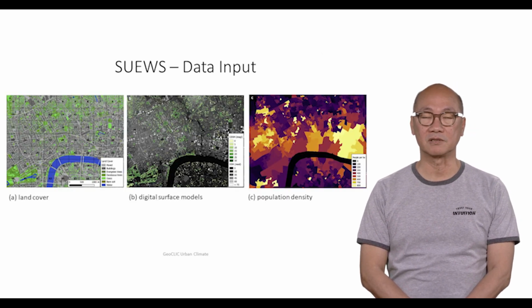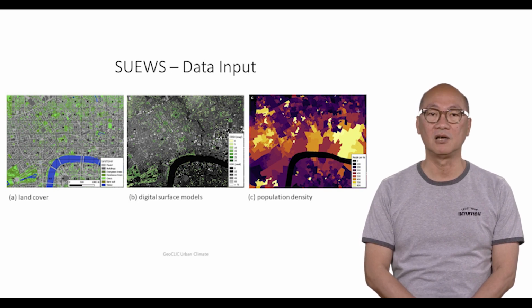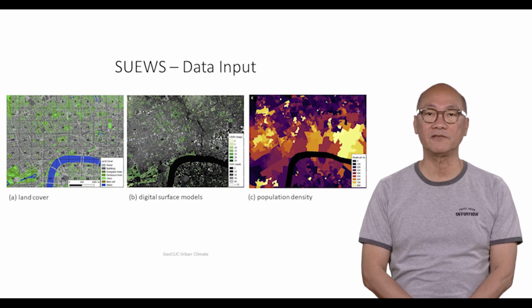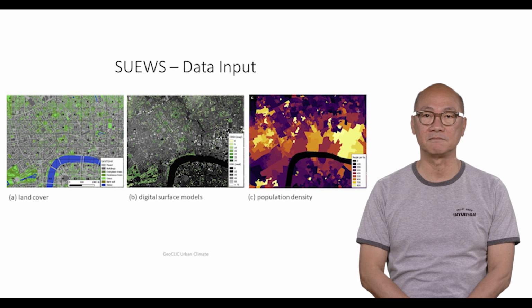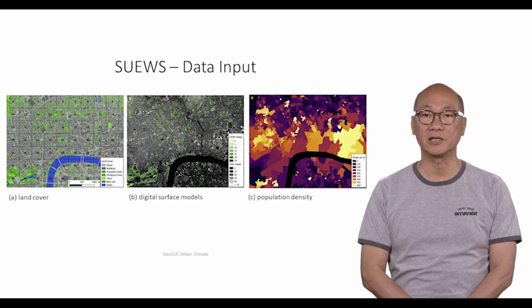Here we show the data input. Figure A is the land cover overlaid with a polygon grid. Figure B is digital surface models and canopy digital surface model derived from an airborne LiDAR dataset. These data were obtained in the summers of 2005 and 2008. Figure C is population density. Population information can be generated based on the polygon grid through QGIS2 zonal statistics. This zonal statistics tool has been practiced in Practical 2.